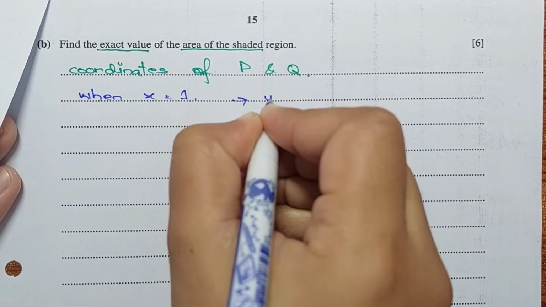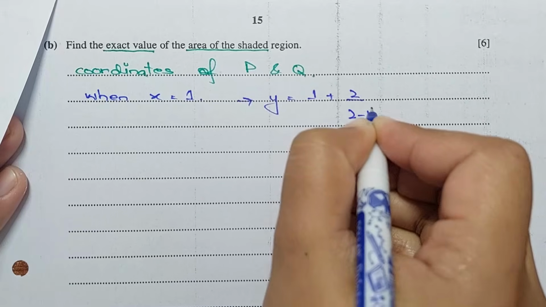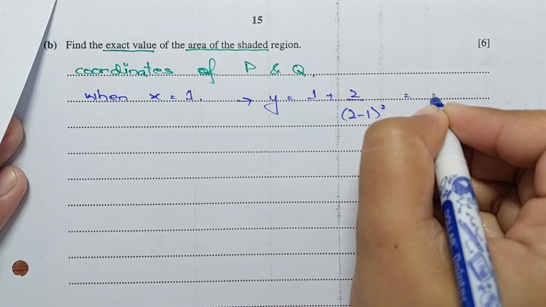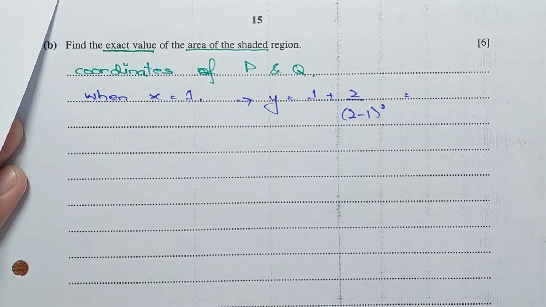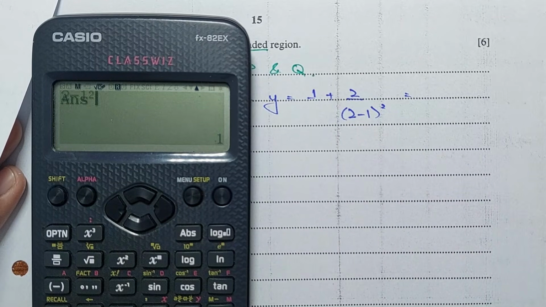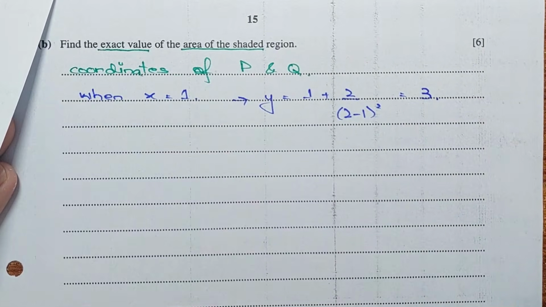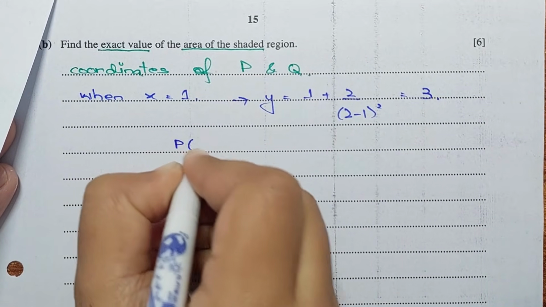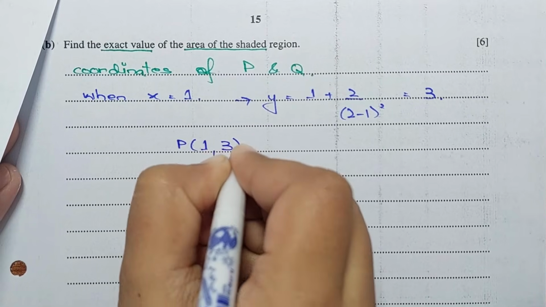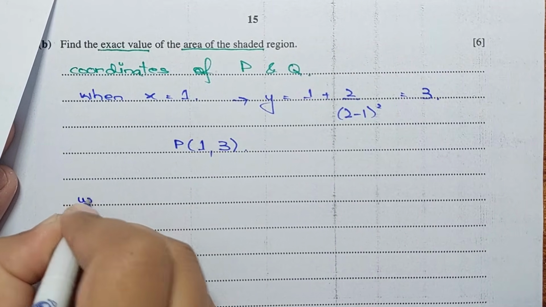So from here y would be equal to 1 plus 2 over (2 minus 1) whole square, which is 2 minus 1. 2 minus 1 is 1. 1 square is 1 and 2 by 1 is 2, plus 1, which is 3. The y coordinate is 3. So now the coordinates of P are 1 and 3. Okay, now let me solve for the coordinates of Q.